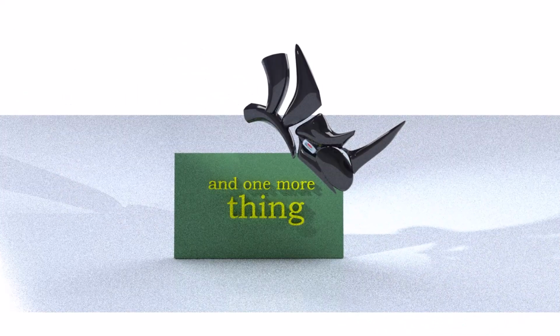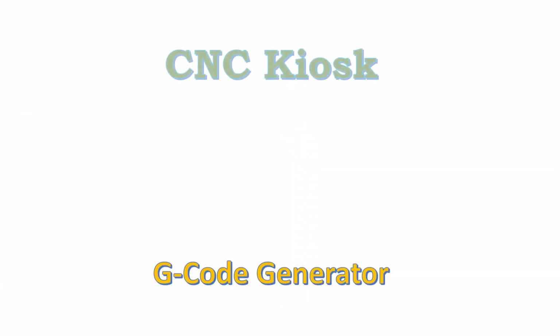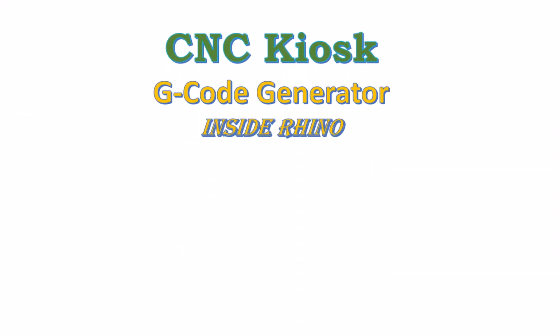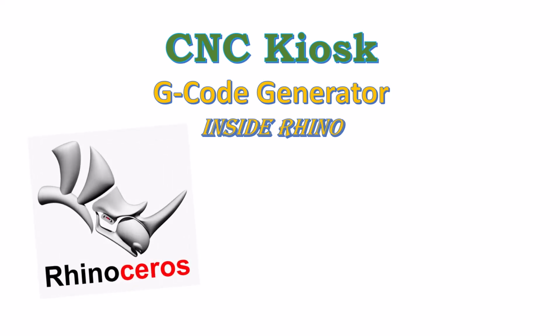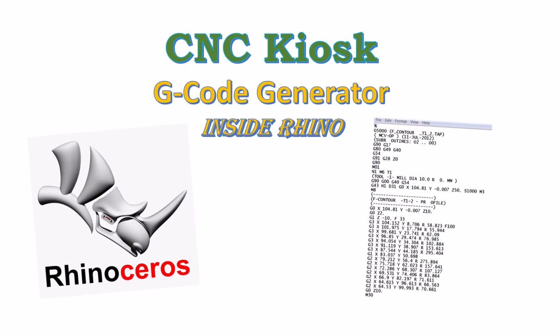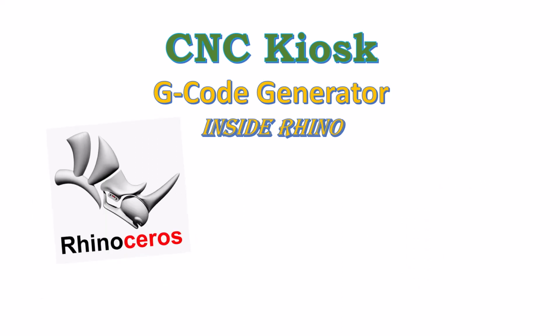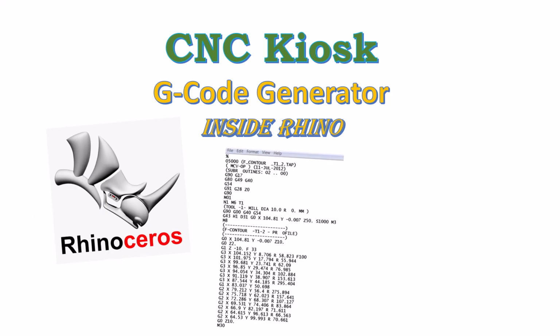One more thing. We're going to introduce today a G-code generator within Rhino called CNC Kiosk. We'll be able to generate our G-code inside of Rhino and then export it to our CNC machine. Generating G-code and making a cutting part is as easy as printing to scale.